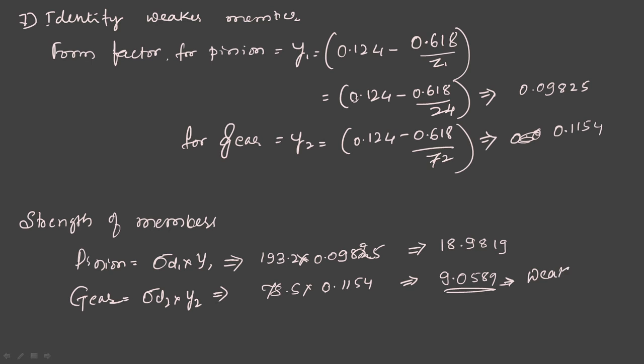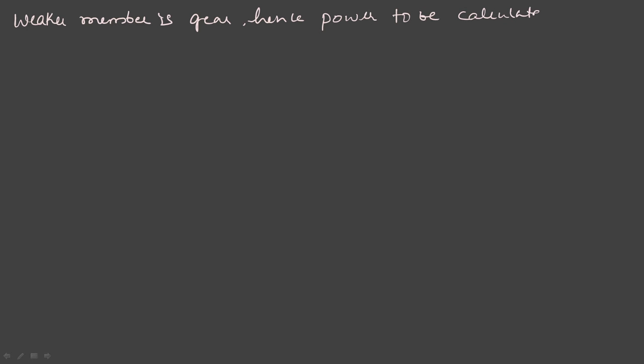The weaker member is the gear. So you need to find out the power based on the gear parameter. Hence, the weaker member is gear, and the power is to be calculated based on the gear parameter.